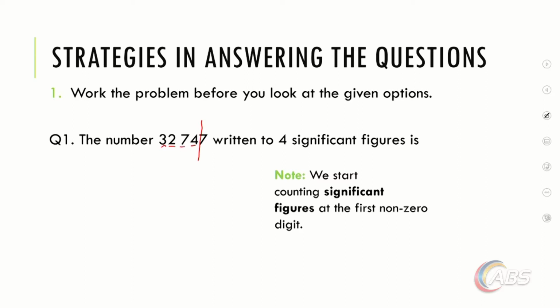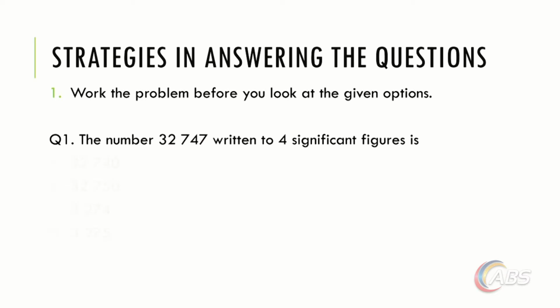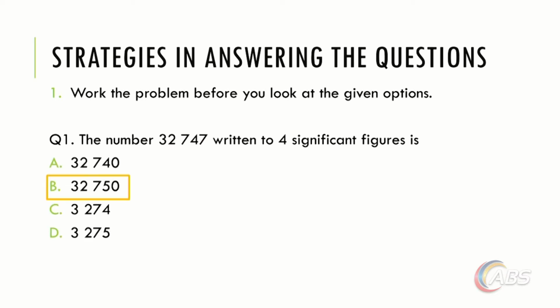So we can assume that our answer is going to be 32,750. All right, so if we look at our options, we've already found our answer, and that is B, 32,750.